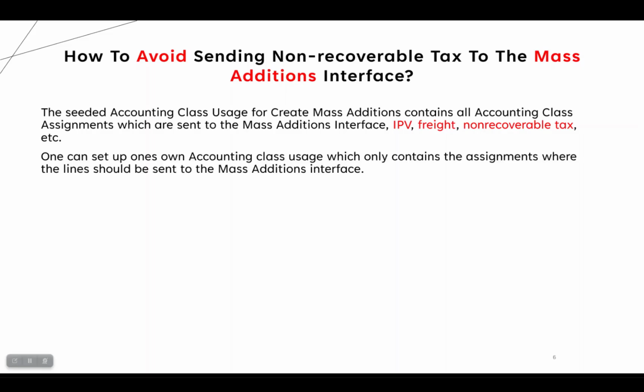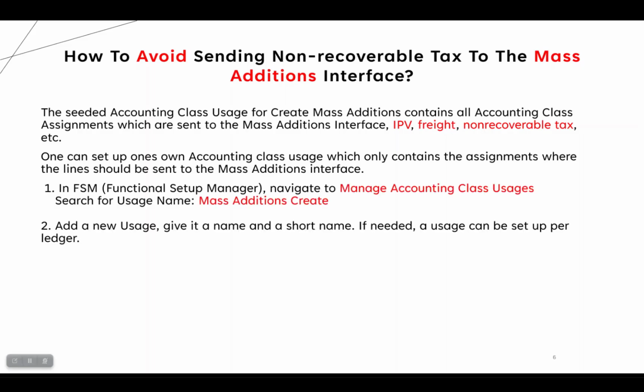Again, you set it up once with accounting class usage, which contains the assignment of where this line should or should not be sent. Again, in FSM, Functional Setup Manager, just go to Manage Accounting Class Usage and search for Mass Additions Create, which includes all of these accounting class types. Add a new usage, give it a name and a short name if needed. The usage can be set up per ledger, as desired, with the accounting classes, without adding whatever you don't need.